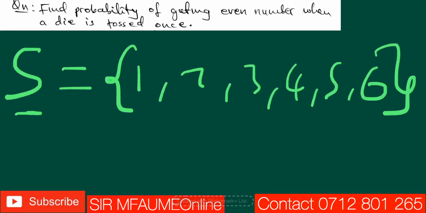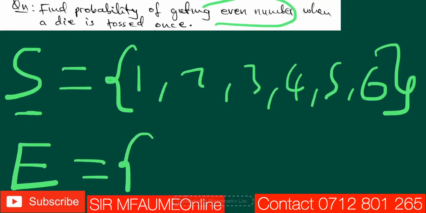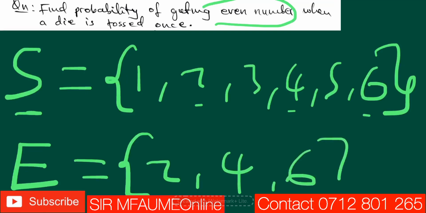Okay, but what is our event here? Our event is to get an even number. Now we are supposed to find the even numbers from our set of sample space. From the set of sample space, 2 is an even number, 4 is even, and 6 is even. So the set of event will consist of 2, 4, and 6.